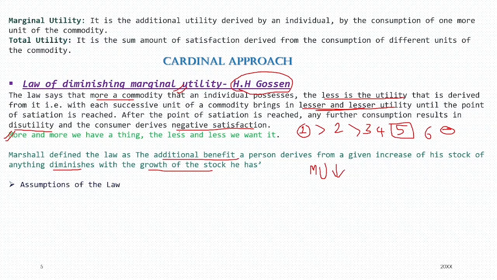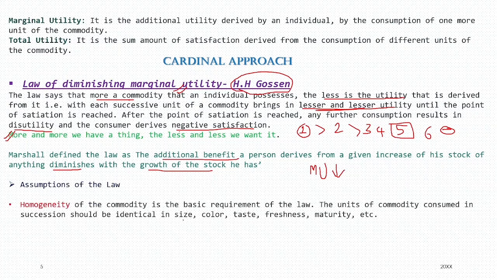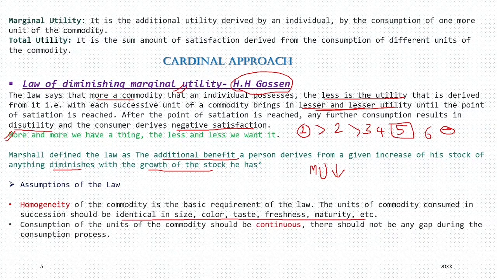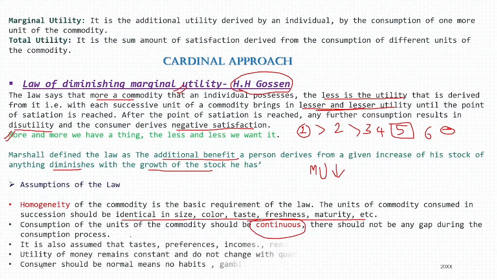The first assumption is homogeneity, which means that all the goods that are consumed should be identical in size, color, taste, freshness, and maturity. Second, the consumption of the commodity should be continuous, like there shouldn't be any gap. Like I'm taking an apple today, then I'll take another 2-3 days after. It shouldn't be like that. It should be continuous. And the third one is that the preference, taste, and income of the consumer should remain unchanged. Like the income should not change, the taste of the consumer and the preference shouldn't change.